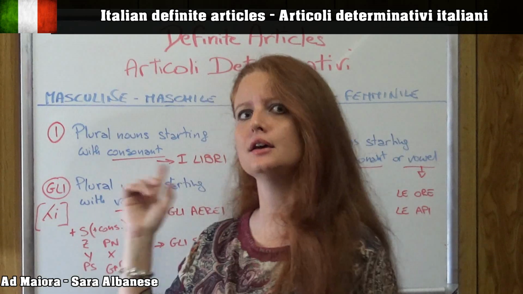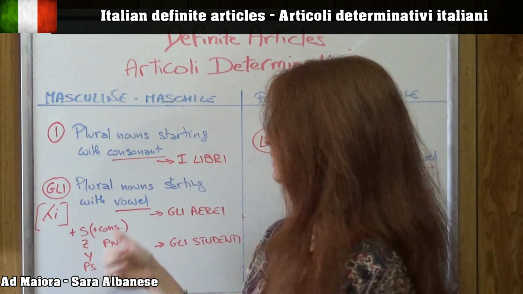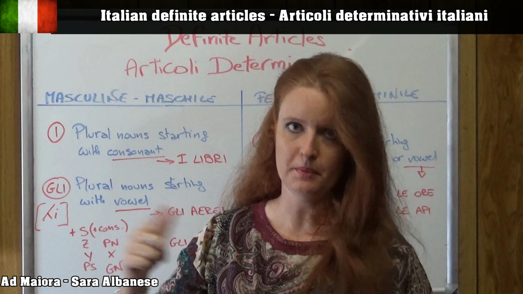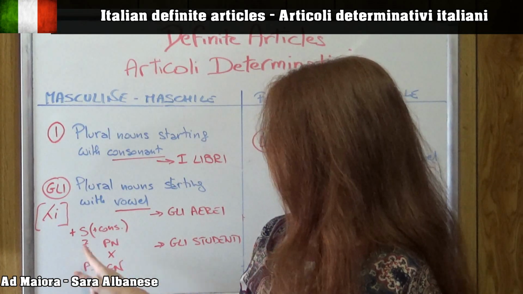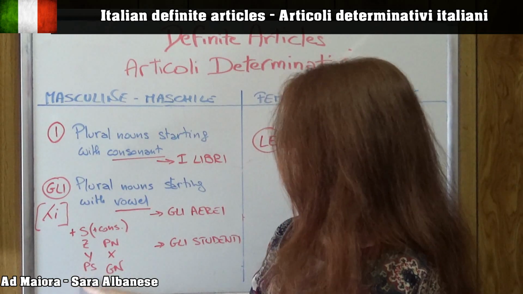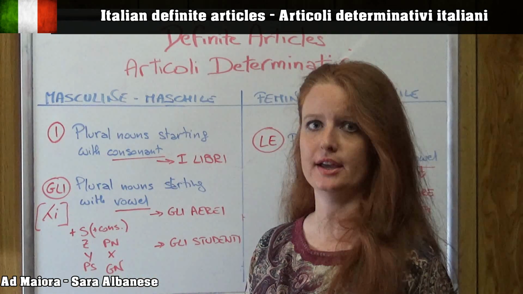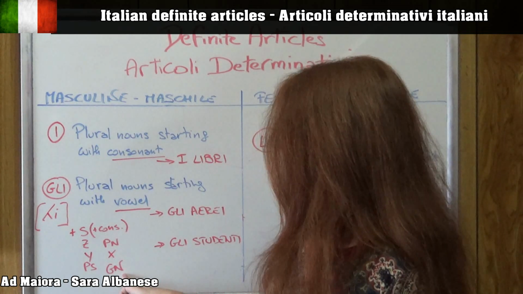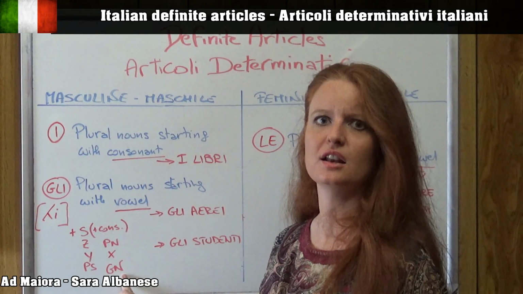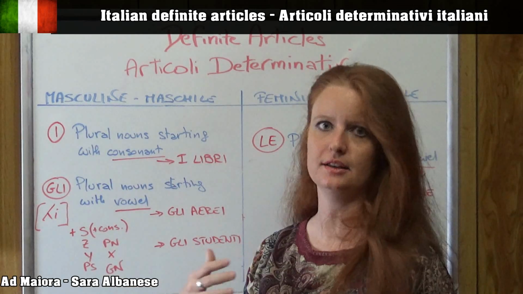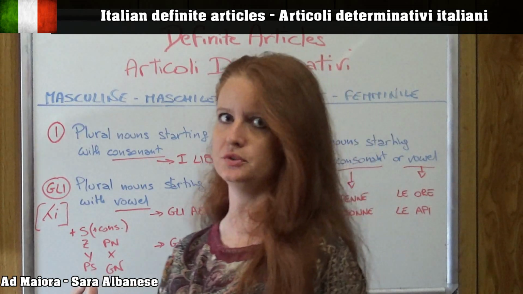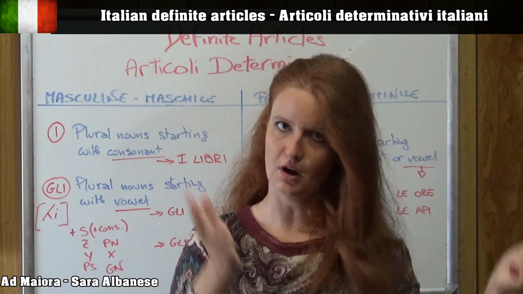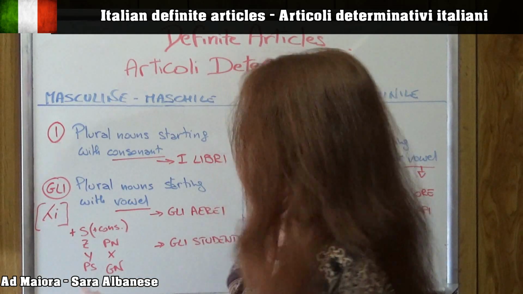So, I repeat it again, nouns starting with S plus consonant, Z, so remember Z, Y, PS, PN, X, and GN. Okay, maybe I didn't mention the X before, but anyway, there aren't words in Italian that start with an X. They are just English words. And so in that case, we use lo for the singular article and gli again for the plural.